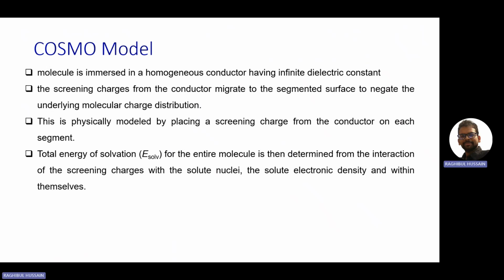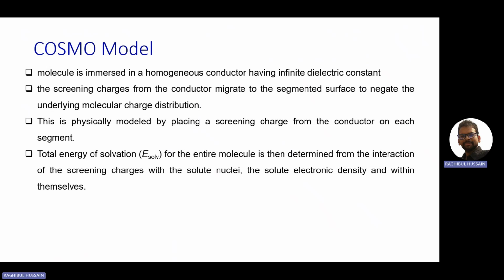This is physically modeled by placing a screening charge from the conductor on each segment. So once you have made those segments, on each segment there will be some charge. Then only it will be cancelling out. So the charge will be opposite to that of the solute. Suppose hydrogen, we know it is positively charged in water. So negative charge will reside on the surface to cancel out that charge. And what is this negative charge? That is what we will be calculating in the Cosmo calculation.